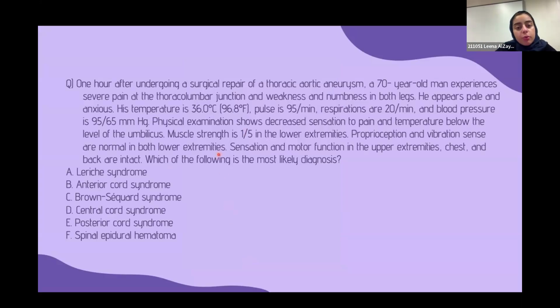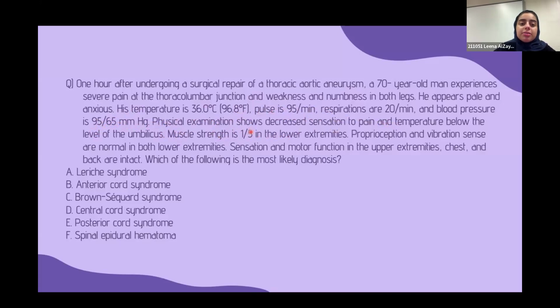One hour after undergoing a surgical repair of a thoracic aortic aneurysm, a 70-year-old man experiences severe pain in the thoracolumbar junction and weakness and numbness of both legs. He appears pale and anxious. His temperature, pulse and respiration are normal, and blood pressure is 95/65, very low. Physical examination shows decreased sensation of pain and temperature below the level of the umbilicus. Muscle strength is 1 out of 5 in the lower extremities.